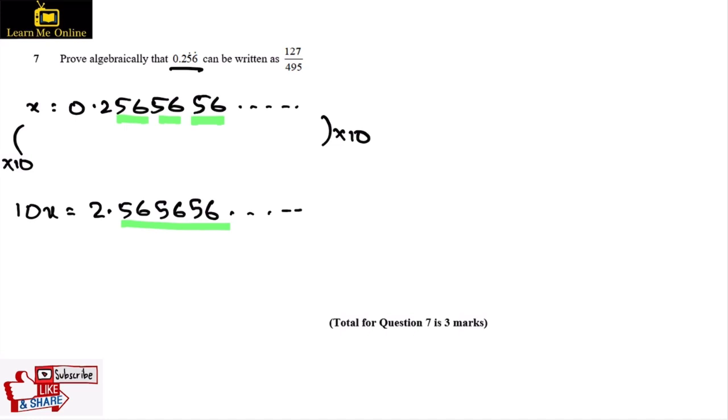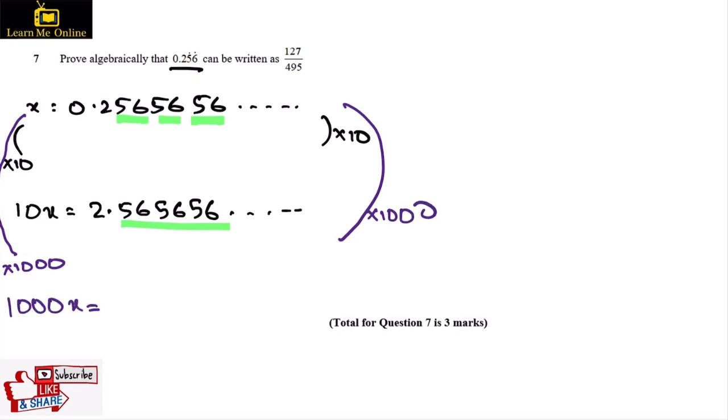We're going to further multiply x by 1000. So we multiply 1000 on this side and 1000 on the other side as well. It would give us 1000x on this side, and on the other side multiplying by 1000 means you go 3 decimal places forward. So it would be 256.565656, and so on. The reason for writing it in this form is that once we have the recurring numbers after the decimal, we can take them away together.